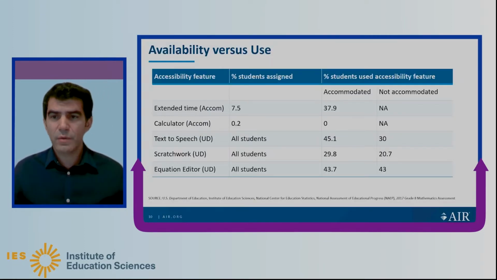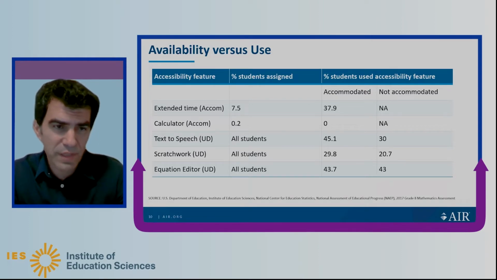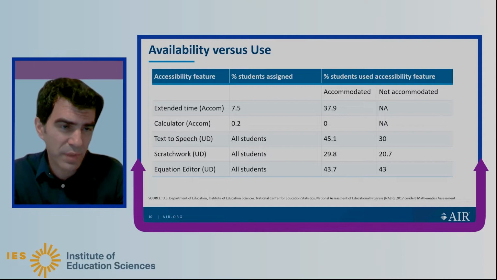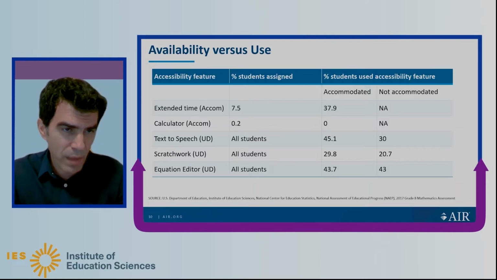Now we're going to briefly look at some descriptive statistics on the availability versus use. This table lists two accommodations and three universal design elements. A second column shows the percent of students who are granted or assigned these, in the case of accommodations. When we look at the table, we see that about 7.5% of the students are granted extended time.